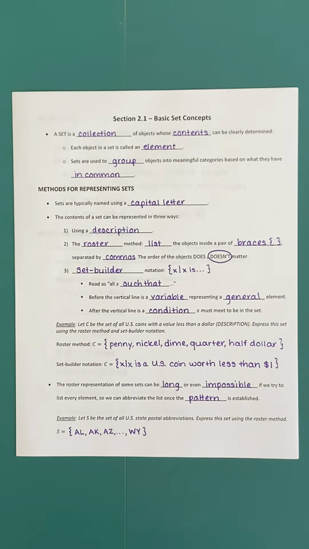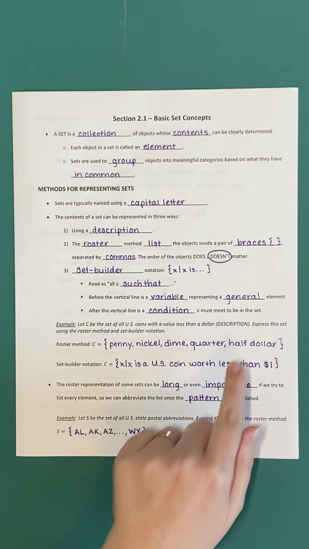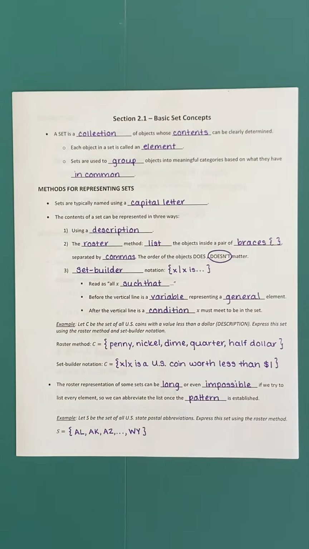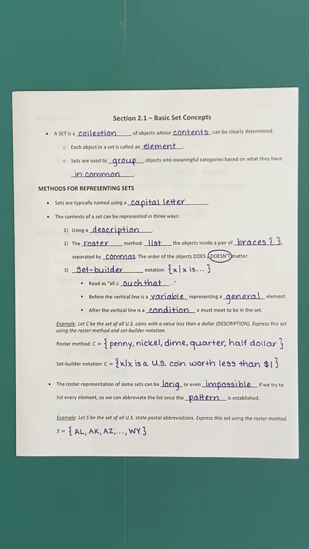So if we were going to list the contents of this set from lowest value to highest value, then the individual items in this set are going to be a penny, a nickel, a dime, a quarter, and then this one's not as common, but technically we also have a coin in the United States called a half dollar, so it's worth 50 cents. You don't see them very often, but occasionally you will see one. So that's going to be the roster method version of representing this set. And again, if we had all of these same items just in a different order, it's still a valid representation for the set, and it's still the same set.